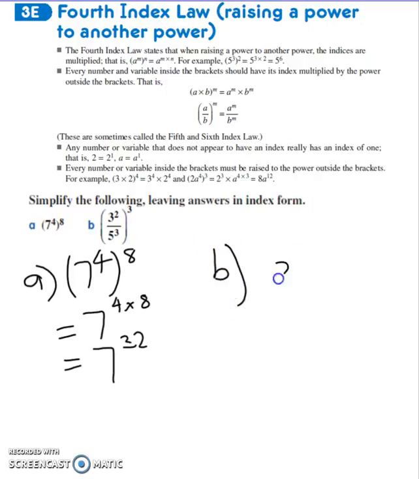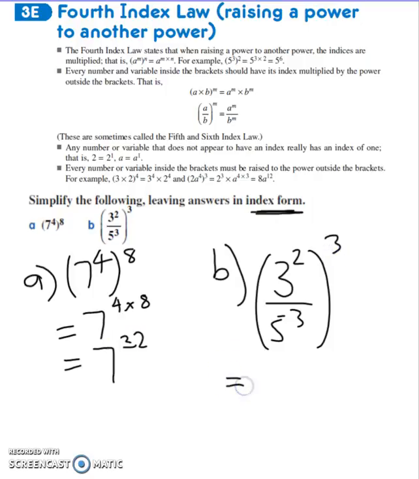This one here, you're going to have 3 to the power of 2 over 5 to the power of 3. Now, just a reminder, it does say to leave it in index form, hence the reason it's like this down here. So this one's to the power of 3, making that 3 to the power of 2 times 3 over 5 to the power of 3 times 3, leaving you with the final answer of 3 to the power of 6 over 5 to the power of 9. Leaving that as your final answer down the bottom here.